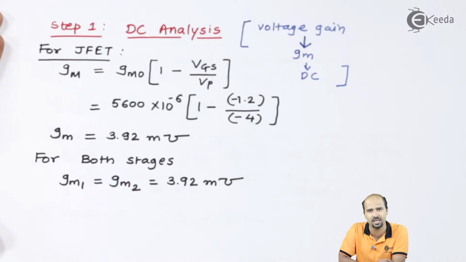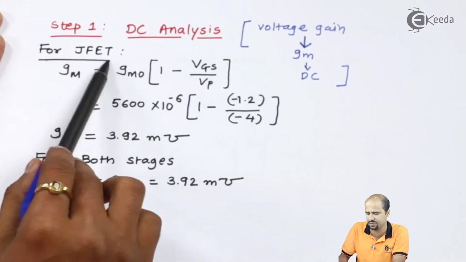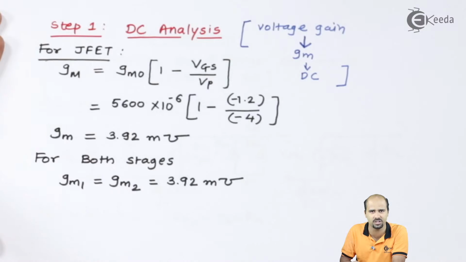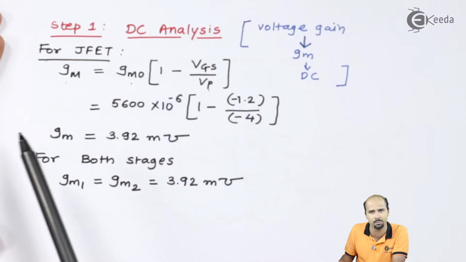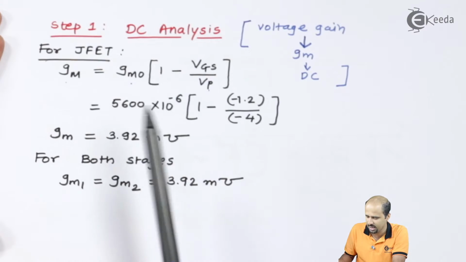So each and every value is dependent on each other, so we have to calculate the first value and then we'll move step by step. So let's see for JFET, as both the stages are of JFET, we don't have to worry about how to calculate GM1 and GM2. Both the values will be same, as GMO1 and GMO2 are same, and all the values of the resistances are equal to each other for each stage.